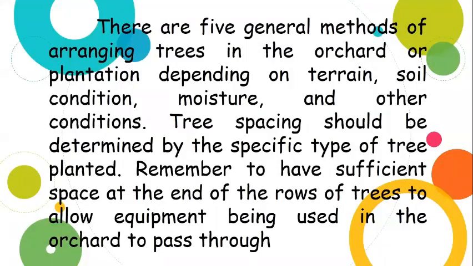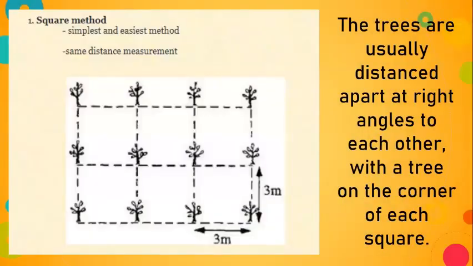There are five general methods of arranging trees in the orchard or plantation depending on the terrain, soil condition, moisture, and other conditions. Tree spacing should be determined by the specific type of tree planted. Remember to have sufficient space at the end of the rows of trees to allow equipment being used in the orchard to pass through. So let's start with the first method. You call it square method. It's the simplest and easiest method.